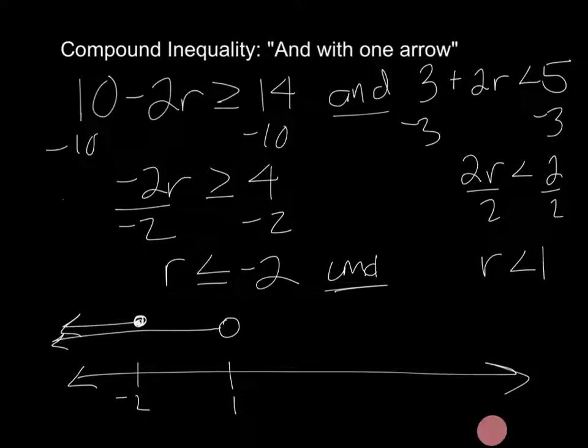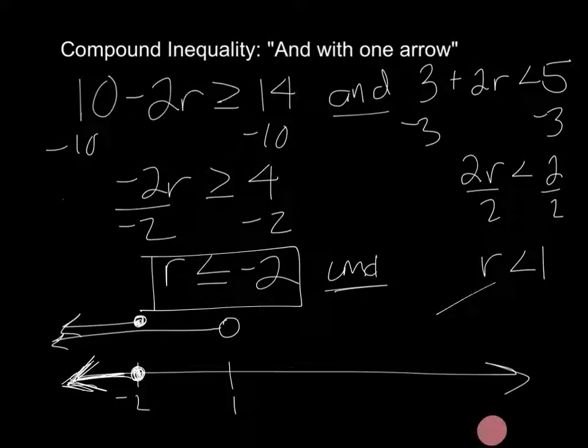Closed circle on negative 2, and to the left is what we want on the number line. We also want to represent that with the written inequality, and that ultimately is just the inequality r is less than or equal to negative 2. We don't really need r is less than 1. It doesn't provide us with any more information. So please indicate your final answer as concisely as possible. R is less than or equal to negative 2.